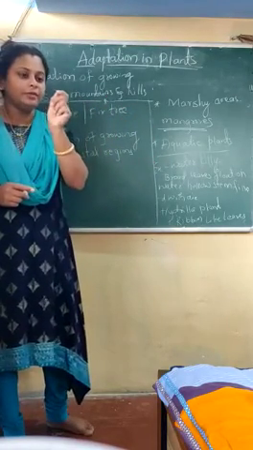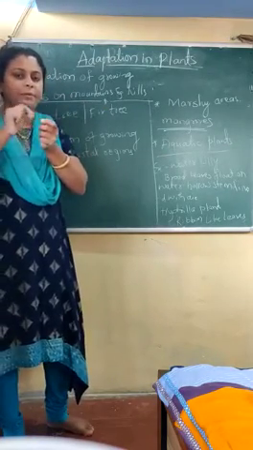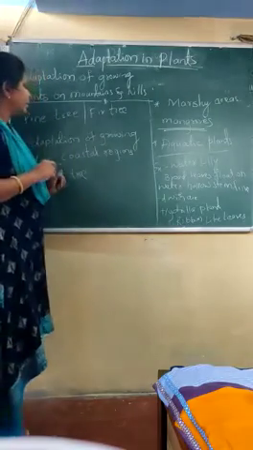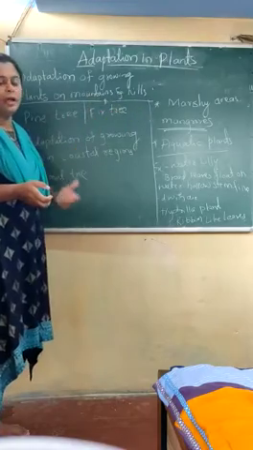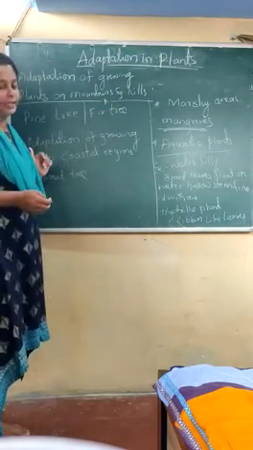Because small leaves will be there, with many different parts, and those parts are just like a needle. Okay. So this is how the adaptation of the plants takes place in the mountains and the hills, for example, the pine tree and the fir tree.